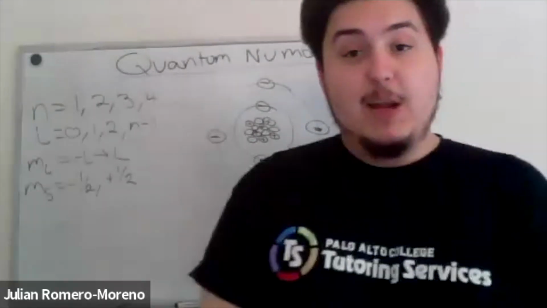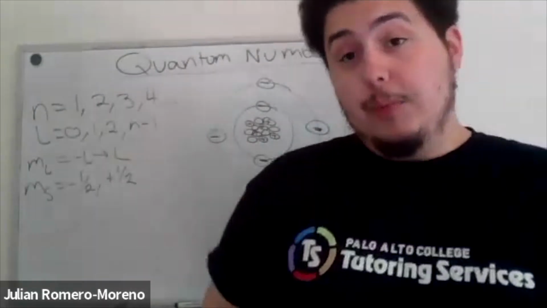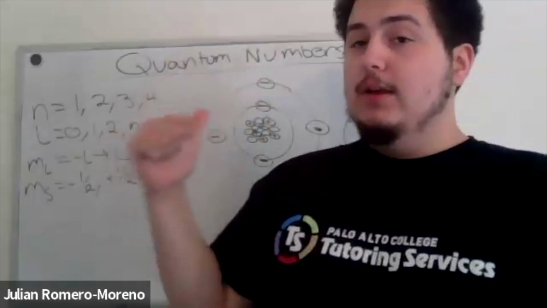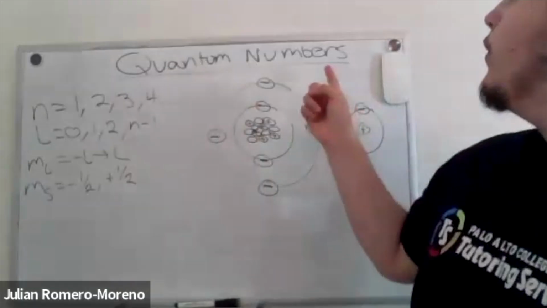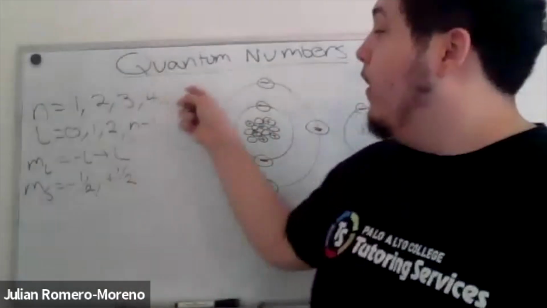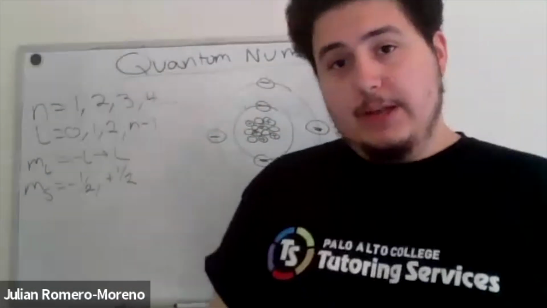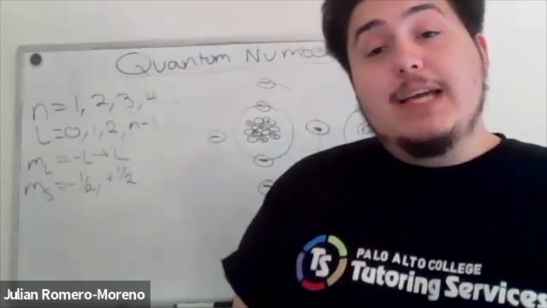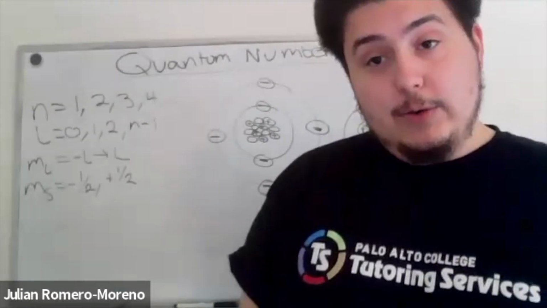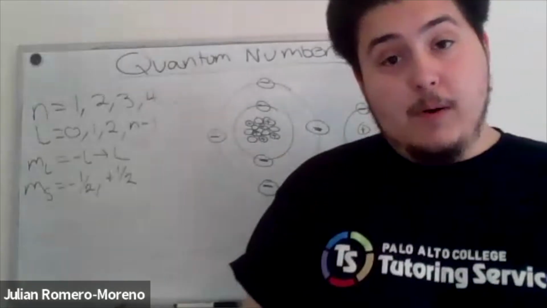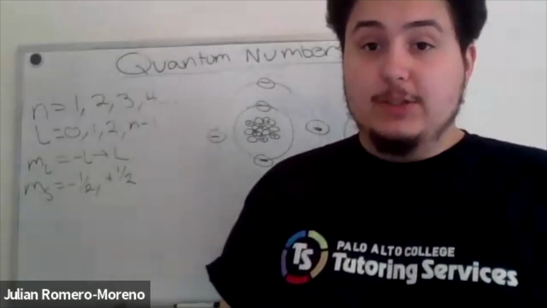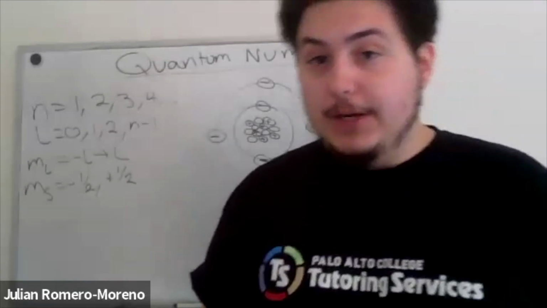Hello, everybody. My name is Julian, and today we will be going over part one of two videos on quantum numbers. This first video will be going over quantum numbers themselves and the four different quantum numbers. Now, the quantum numbers represent the different possible configurations and placement of electrons within an atom. The bigger an atom, the more electrons, the more possible configurations.